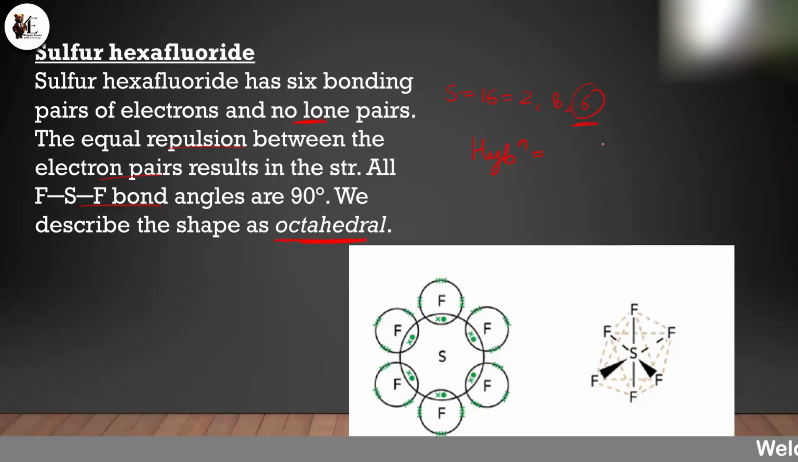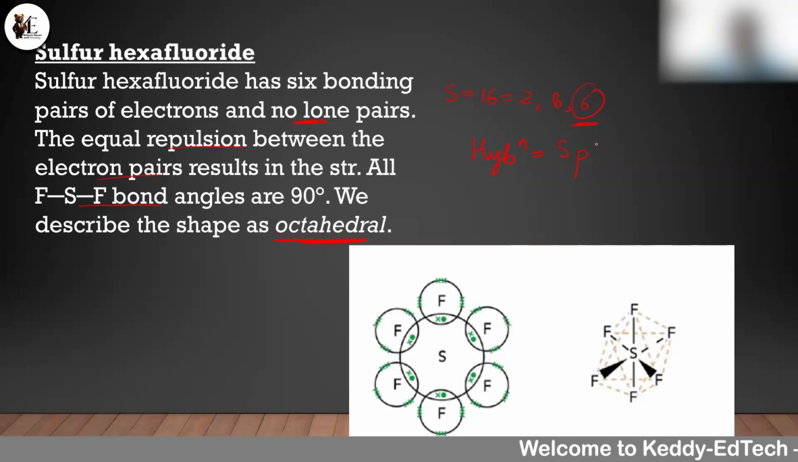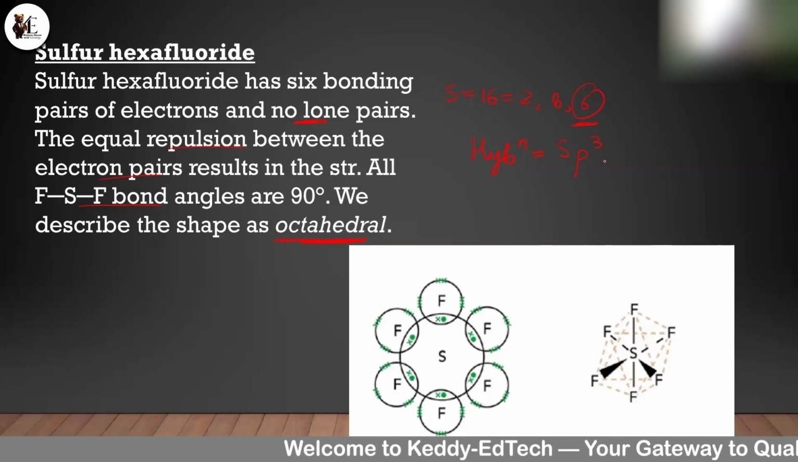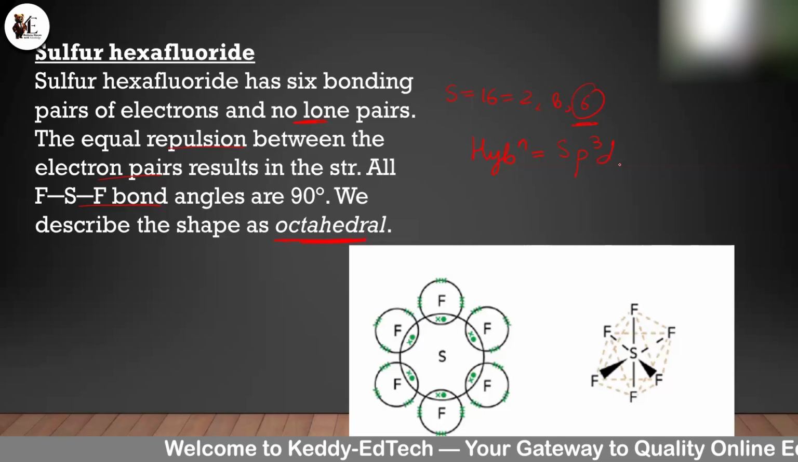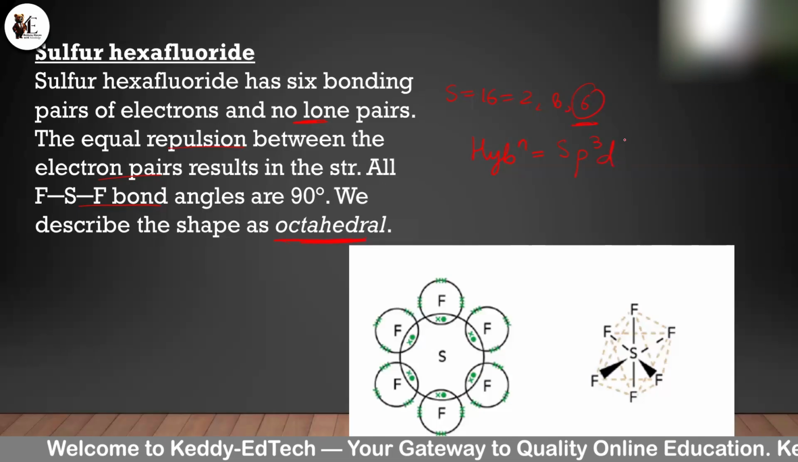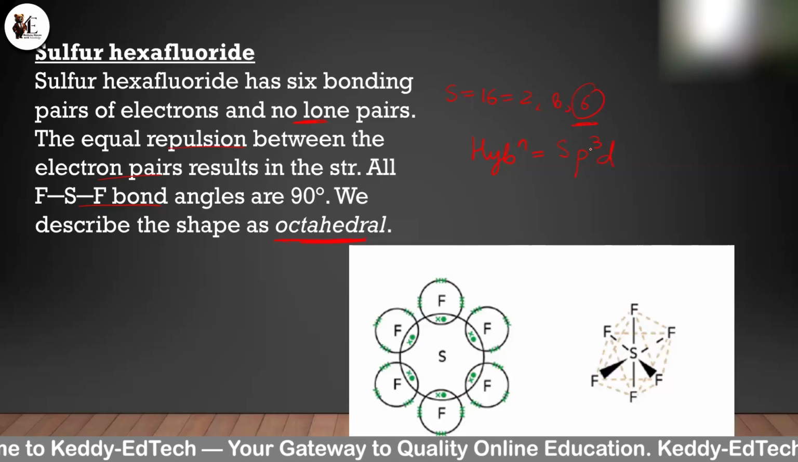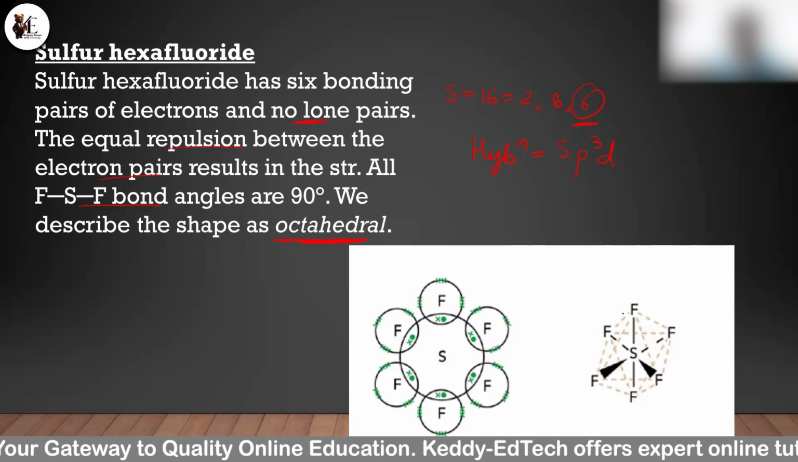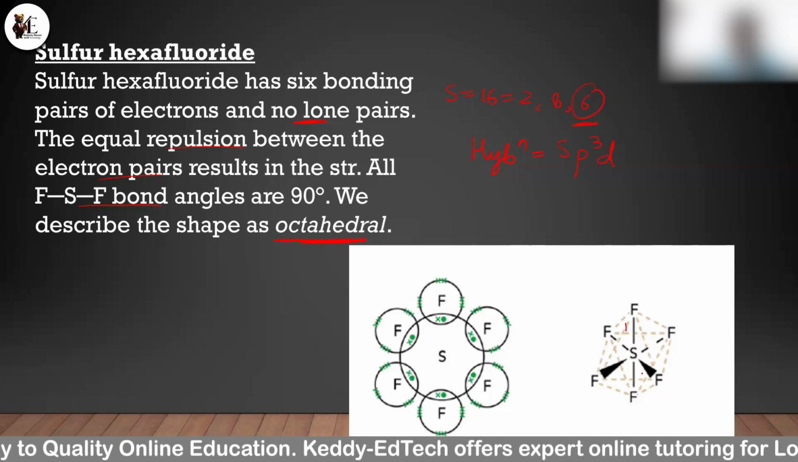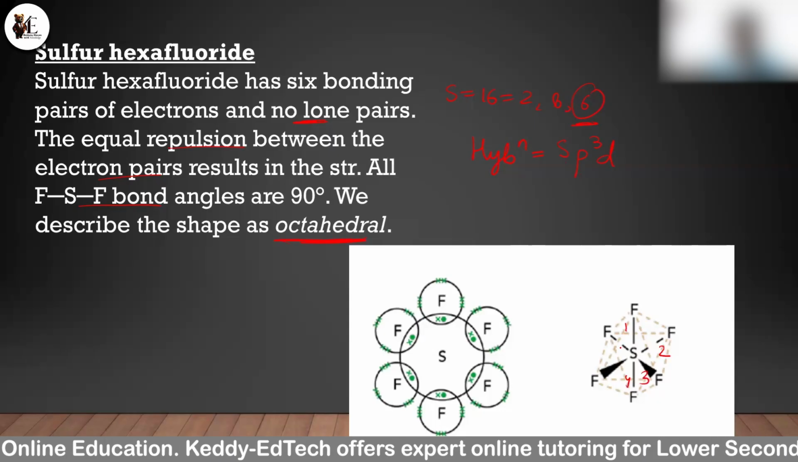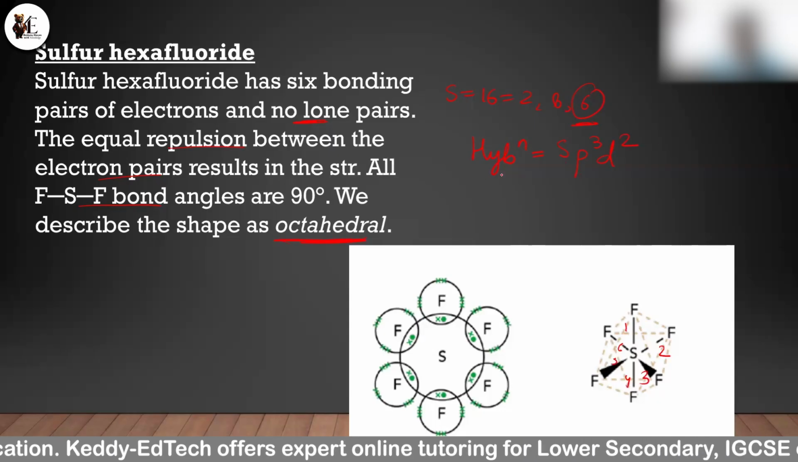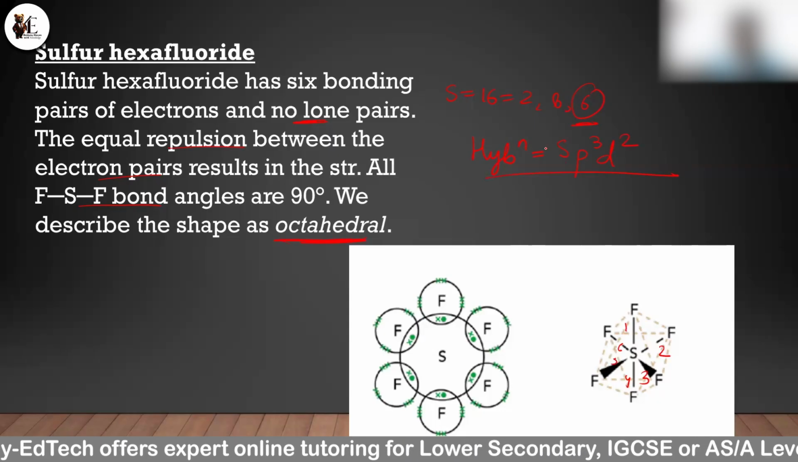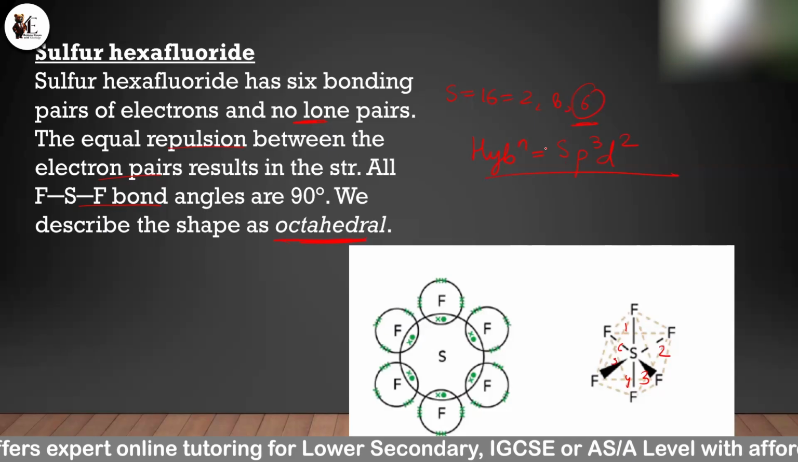So tell me the hybridization of this SF6. I think it's sp3d. But then it only becomes 5, right? 1 from S, 3 from P, and 1 from D. But there are 6 sigma bonds: 1, 2, 3, 4, 5, and 6. So it is sp3d2 hybridization. Okay, right.